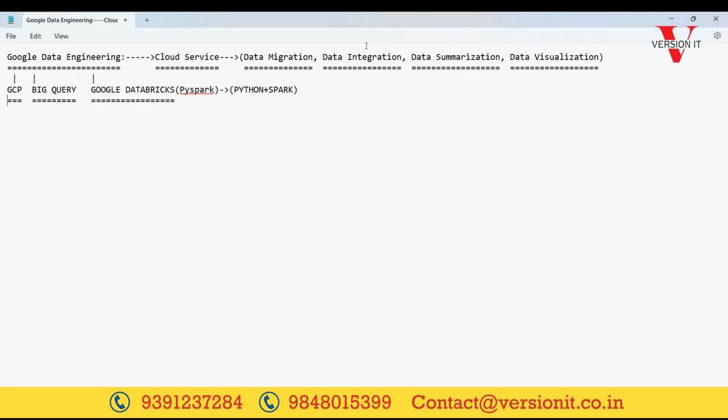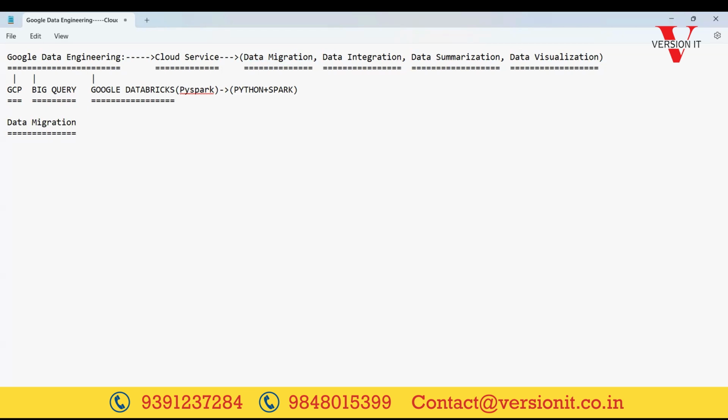Now, the other one. What is data migration? First of all, I'll just brush it up once before we move further. Data migration means what, guys? Data migration is nothing but a process.